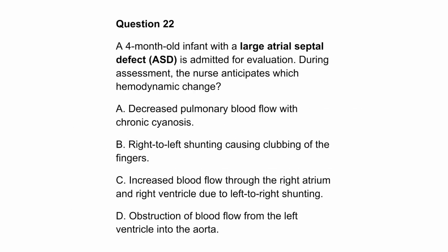Question 22. A 4-month-old infant with a large atrial septal defect, ASD, is admitted for evaluation. During assessment, the nurse anticipates which hemodynamic change? A. Decreased pulmonary blood flow with chronic cyanosis. B. Right-to-left shunting causing clubbing of the fingers. C. Increased blood flow through the right atrium and right ventricle due to left-to-right shunting. D. Obstruction of blood flow from the left ventricle into the aorta.